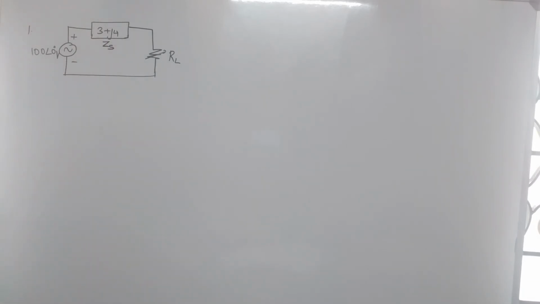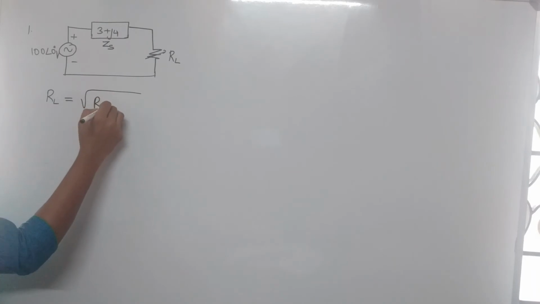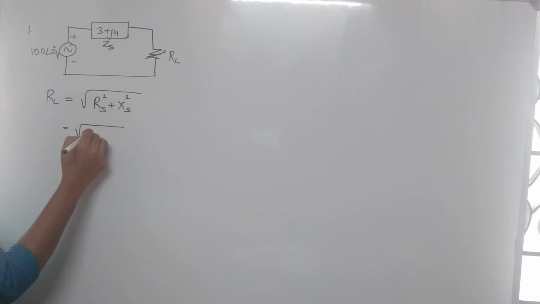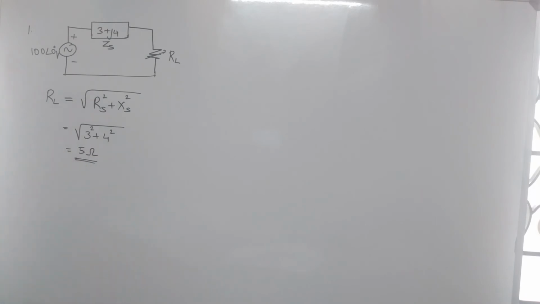RL will be equal to, which case does this fall? Which case? ZL, ZS and RL. It is case 3. So RL is equal to root of RS squared plus XS squared, which is root of 3 squared plus 4 squared, which is 5 ohm. Now let's see another question.